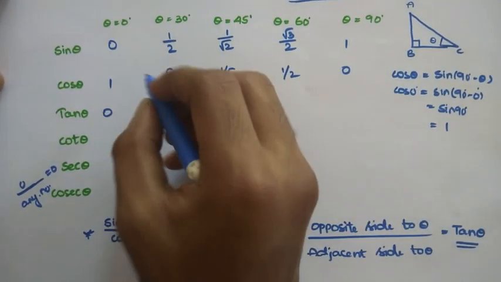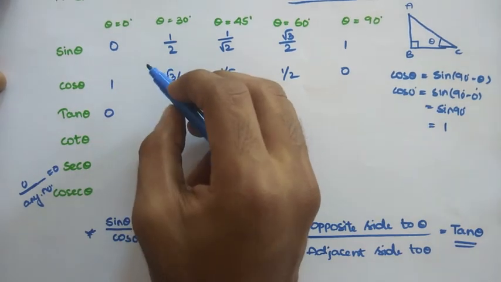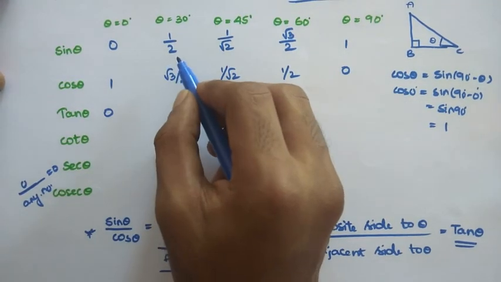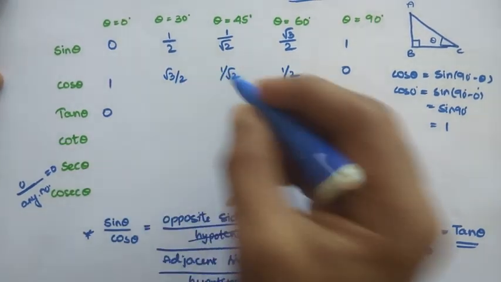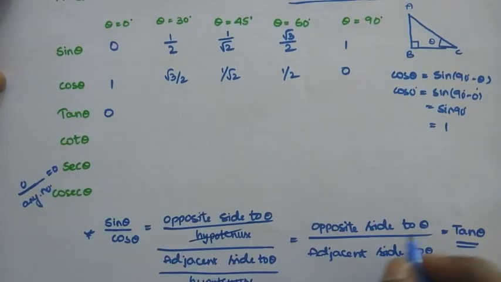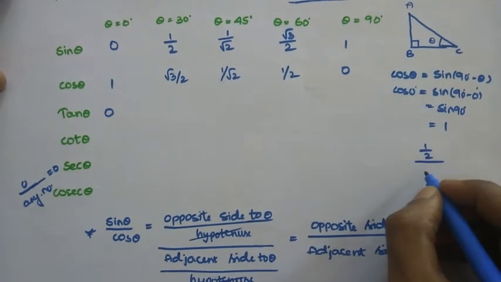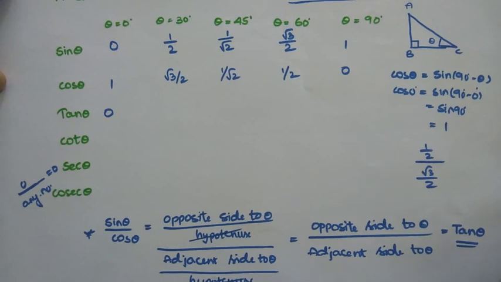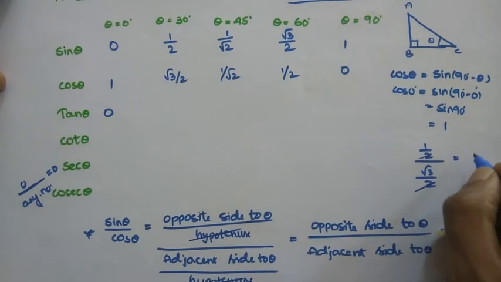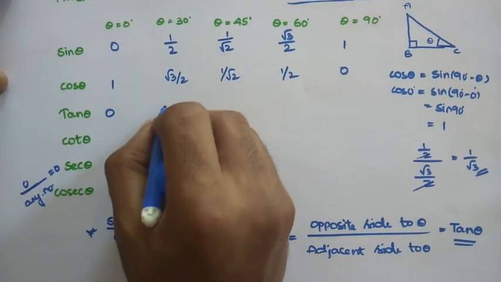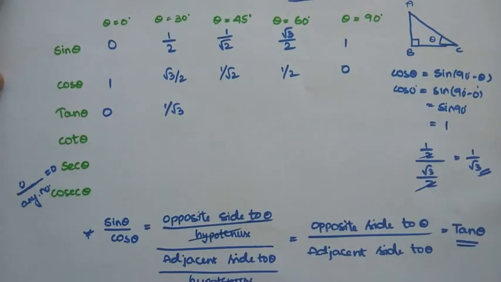Now we need to check this value. We need tan 30, right? So tan 30 is nothing but sin 30 by cos 30. So I'm writing here, 1 by 2 by root 3 by 2. The 2 gets cancelled and the answer will be 1 by root 3. So tan 30 degrees is 1 by root 3.